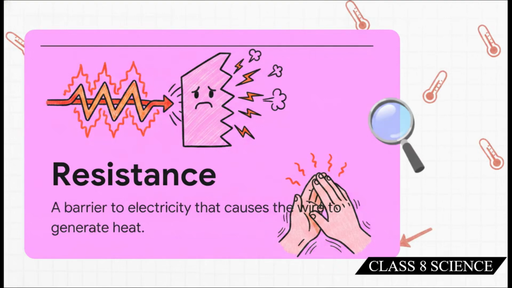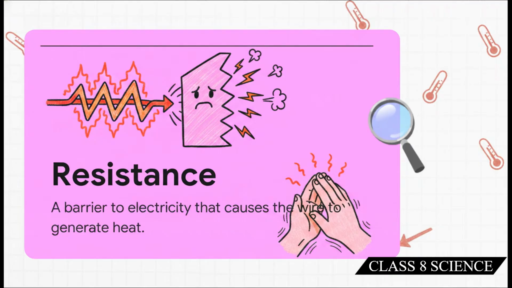The correct answer is it generates more heat for a given current. But why? It is because nichrome offers very high resistance. Resistance matlab electricity ke raste ke rukavat. When the electric current forcefully pushes through this barrier, it generates a ton of heat. It is exactly like rubbing your hands together really fast on a cold day.